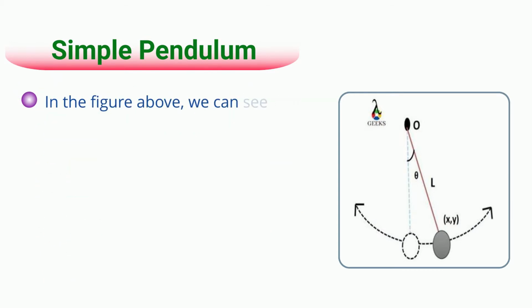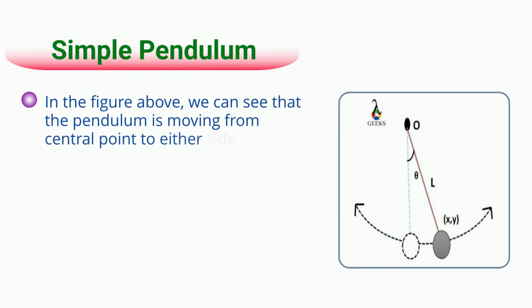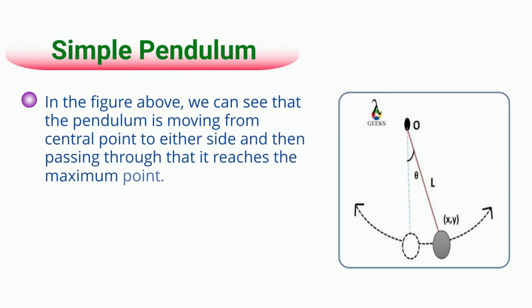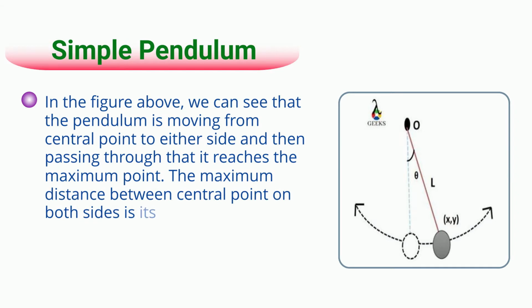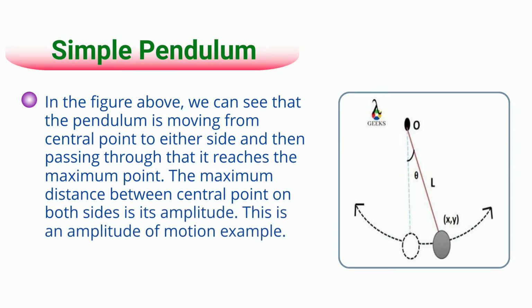In the figure above, we can see that the pendulum is moving from the central point to either side, and then passing through that, it reaches the maximum point. The maximum distance between the central point on both sides is its amplitude. This is an amplitude of motion example.